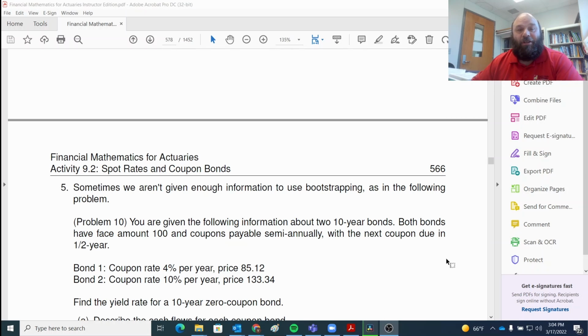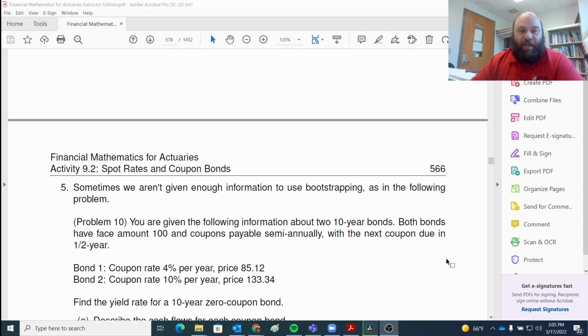So in the last video, we looked at something called bootstrapping. It's a recursive process where we use price information about bonds, about coupon bonds, to extract the yield curve. Sometimes we don't have enough information to do bootstrapping. Notice we needed one bond for each of the different periods for which we wanted a spot rate.